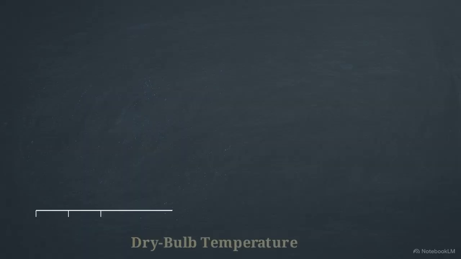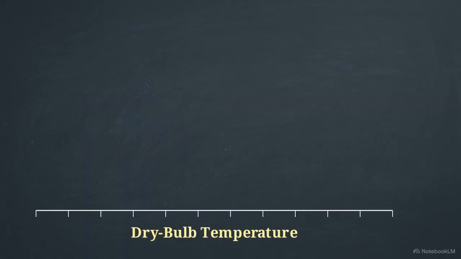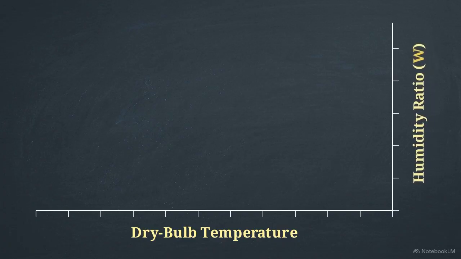This horizontal axis represents dry bulb temperature. It tracks simple, sensible heat, the ambient temperature read on a standard thermometer, uninfluenced by the amount of moisture in the air. We cross that with a vertical axis, the humidity ratio, designated as W. This is a measurement of mass. It defines the exact weight of water vapor mixed into 1 pound of dry air.